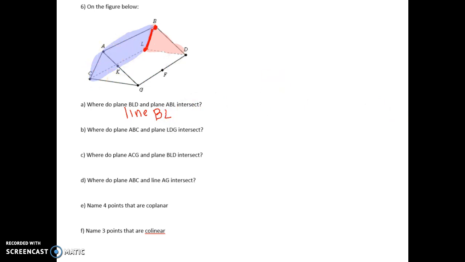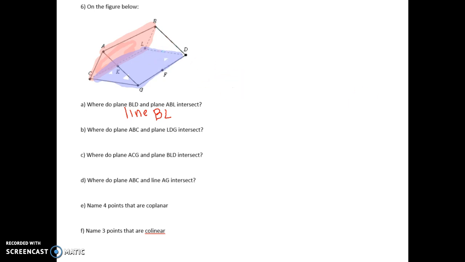Let me erase this real quick. B says, where do planes ABC and LDG intersect? So again, we'll grab our highlighter. It says ABC, so AB, again, we only need 3 points. So just because it doesn't include L doesn't mean it's not there. ABC and LDG. So right there.